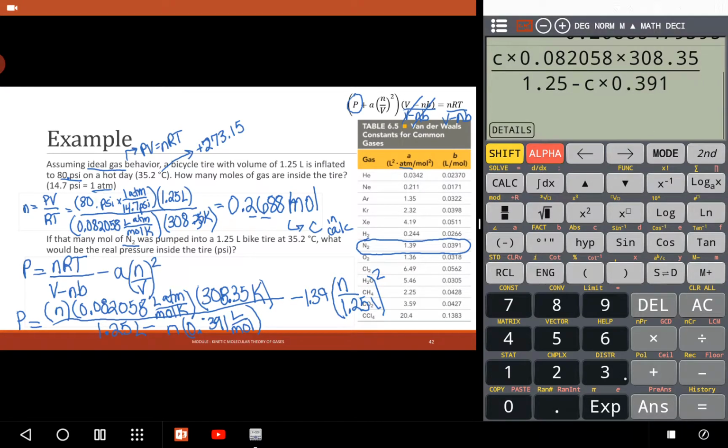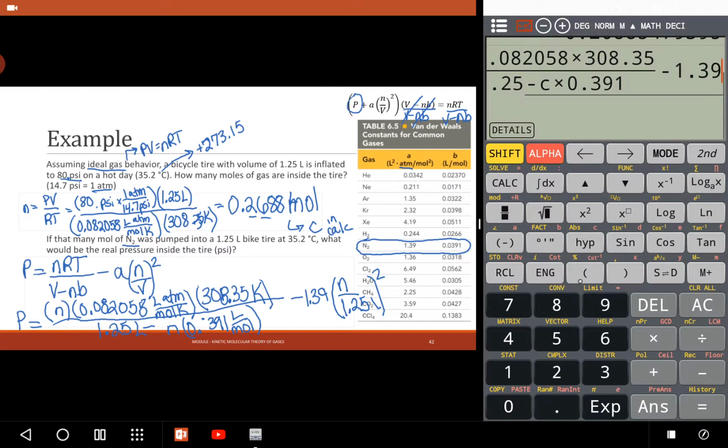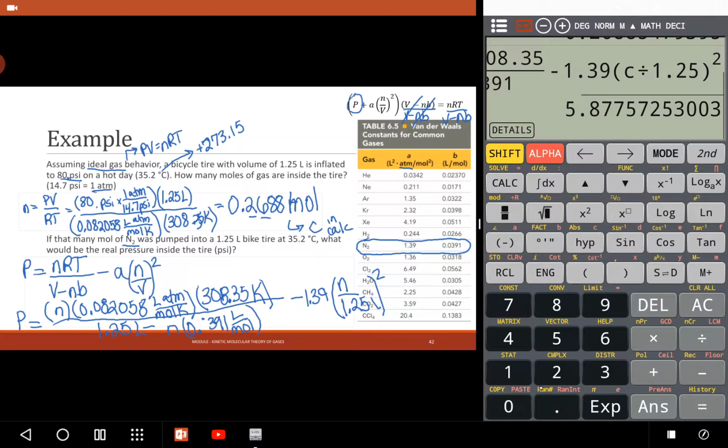And then I have to subtract 1.39, open parentheses, my mole value divided by 1.25, close parentheses, and then I gotta square everything inside the parentheses. And so this gives me a pressure of this many atmospheres. So when this is all done, this gives me a pressure in atmospheres.